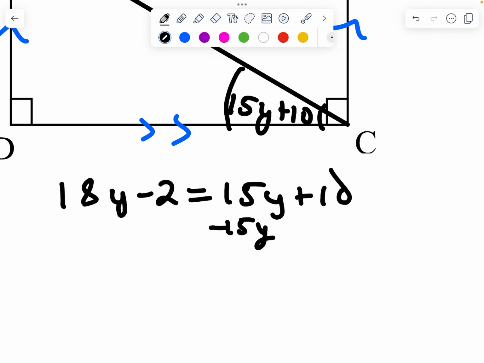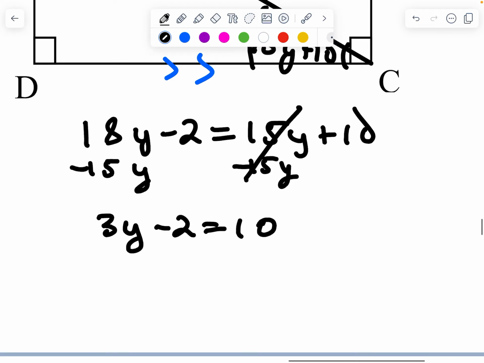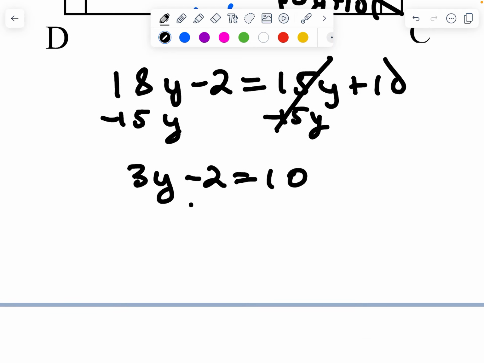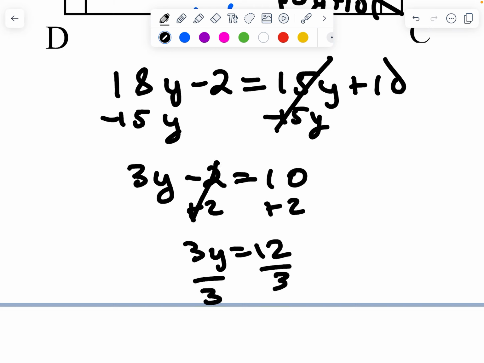So again, if you want to do this on your own, go ahead and pause the video. Otherwise, just follow along with me, and we've got our answers. So I've got 3y minus 2 is equal to 10. Now all we have to do is just add 2, 3y is equal to 12, divide by 3, and I have a final answer of y equals 4.